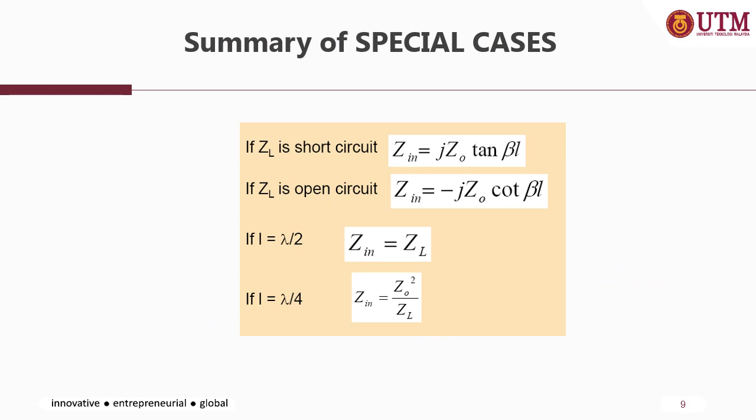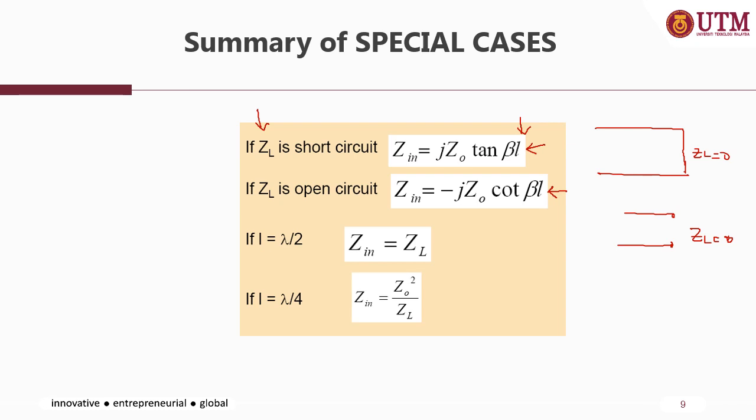Okay, from the two special cases that I've shown earlier, the short circuit and also the open circuit, we can summarize the conditions. If ZL is a short circuit, so we have ZL equal to 0, the input impedance or the line impedance equals this equation. So it depends on the L. And if ZL is an open circuit, so ZL equals infinity, the input impedance or the line impedance equation is equal to this.